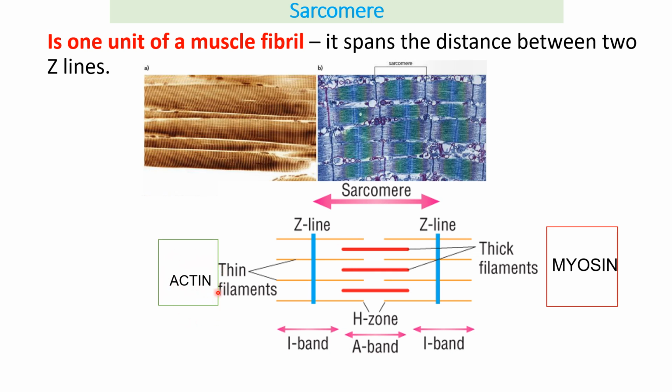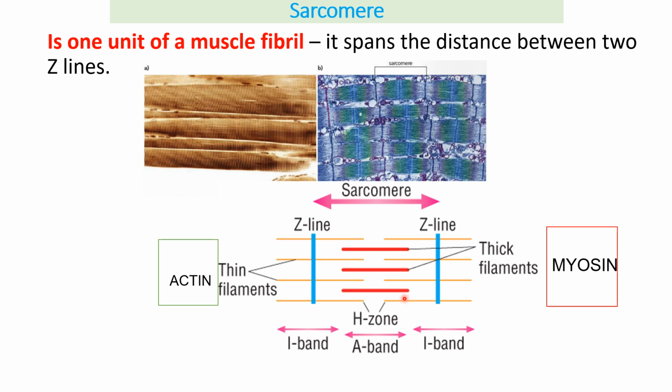The thin filament is a protein called actin, which we'll be talking about a lot in a few minutes. And then in the middle of the sarcomere there is this red bit here. These are the thick filaments, which are the protein myosin, the one with the heads on it that we'll be talking about in a few minutes.